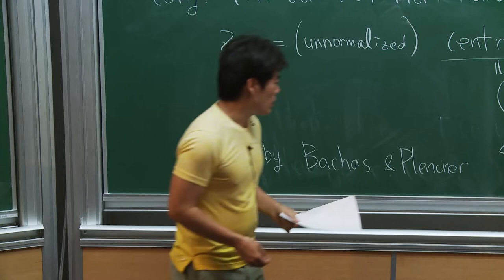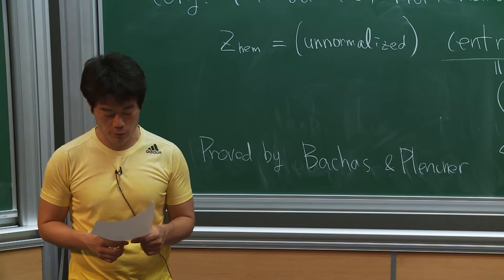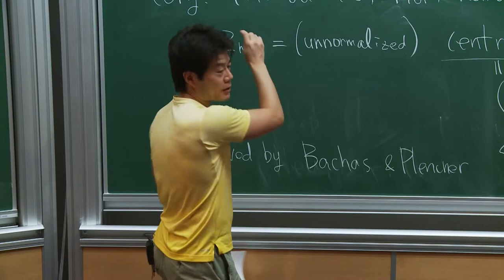But actually this quantity can also be defined in massive theory, so in non-conformal theory, and this is something I was planning to mention. So you can ask, what's the relation between the hemisphere partition function and this quantity in the non-conformal case?